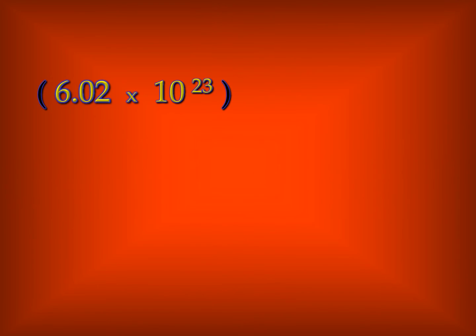So what if I wanted to multiply Avogadro's number by something, by another big number, another number that's in scientific notation? Well, let's take a number like this. What number is that, by the way? Imagine a 2 with 5 zeros after it. What would that be?